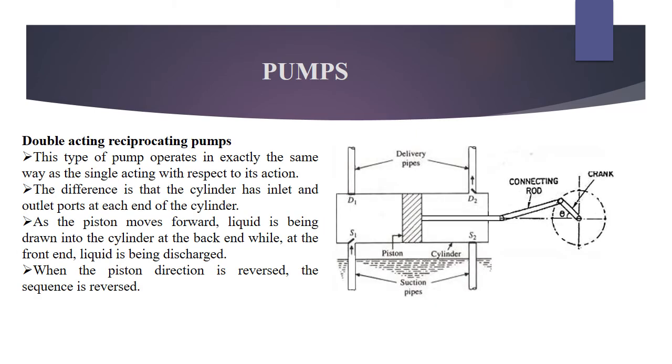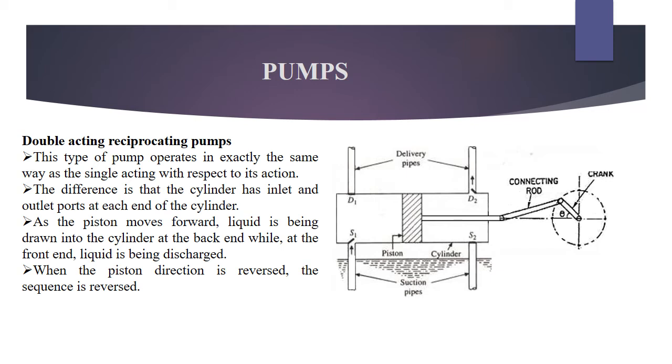In this double acting reciprocating pump, during the revolution of the crank, the piston can be moved from the right hand side to the left hand side. In that situation, two deliveries as well as two suctions are there. So valves S2 as well as D2 can be open, suction 2 as well as delivery 2 are there, and suction 1 as well as delivery 1 pipes are also there.